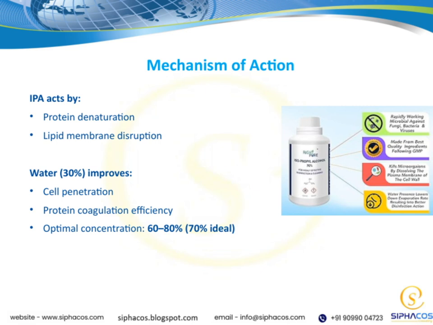The optimal concentration of IPA for disinfection purposes is generally between 60 and 80%, with 70% being considered ideal. This balance ensures that we get the best combination of protein denaturation and membrane disruption, leading to effective microbial kill rates. So, understanding these mechanisms helps us appreciate why the right concentration and composition are vital for effective disinfection, especially in clinical and sterilization settings.